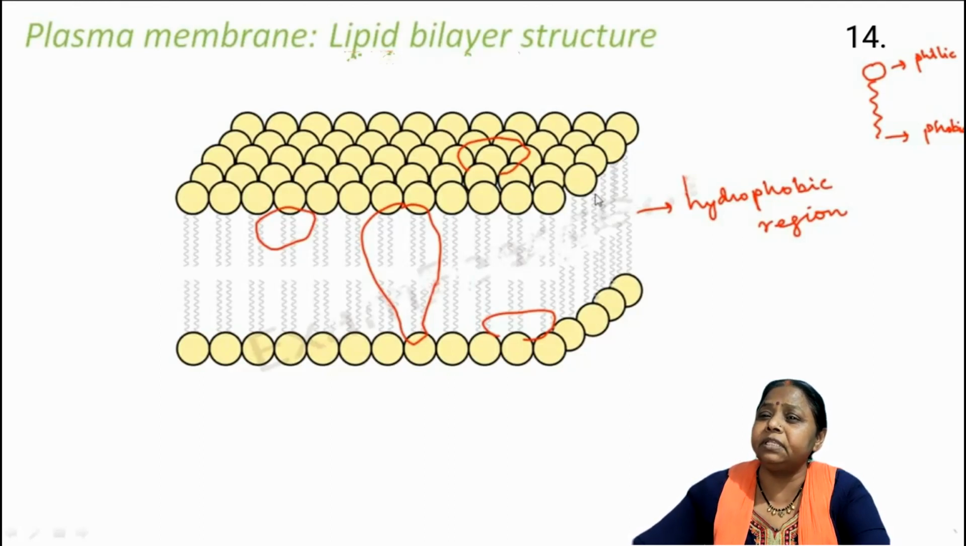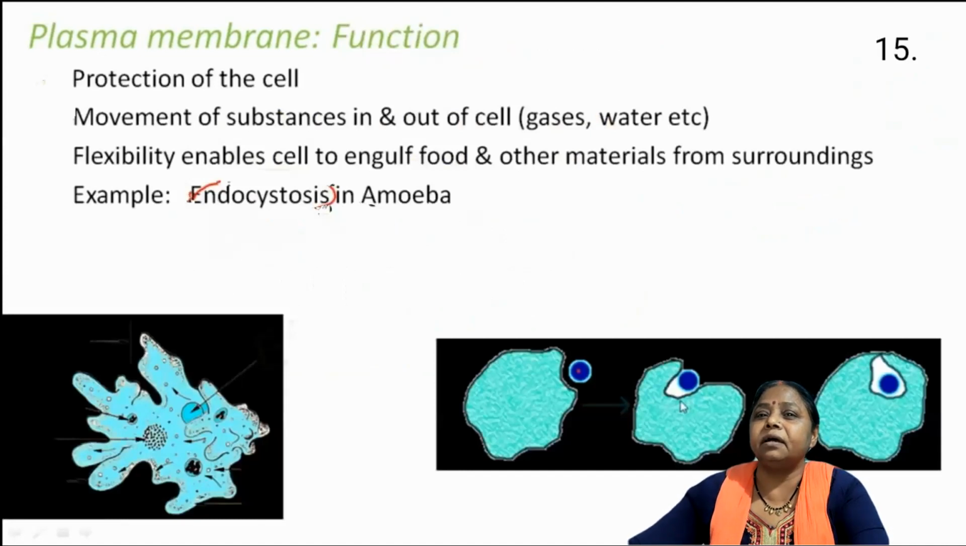And in between these two layers, there are proteins embedded. These are proteins which are embedded between the bilayered lipid structure. Now, you have to know this much only; we will be learning the details in class 11. Let us see the function of the plasma membrane.